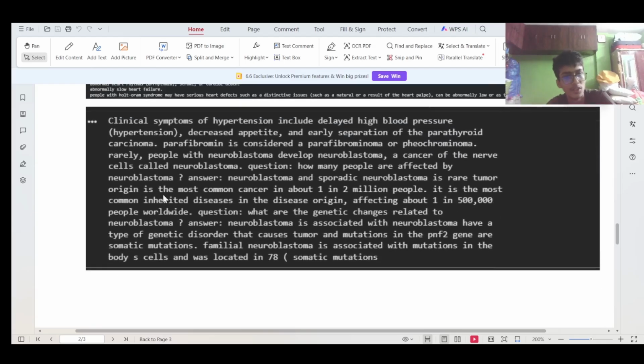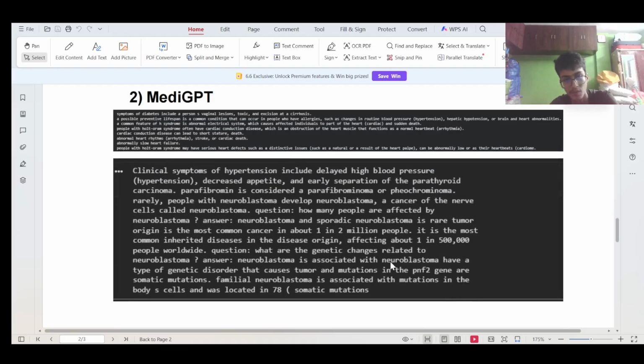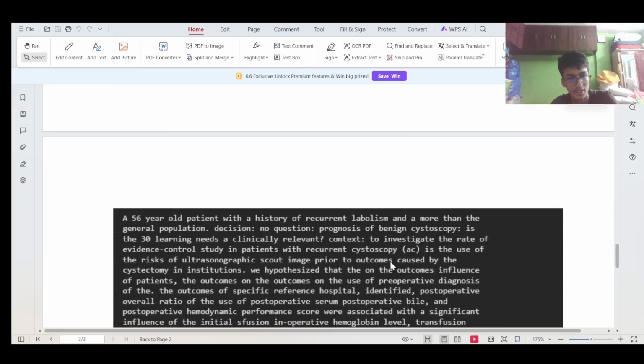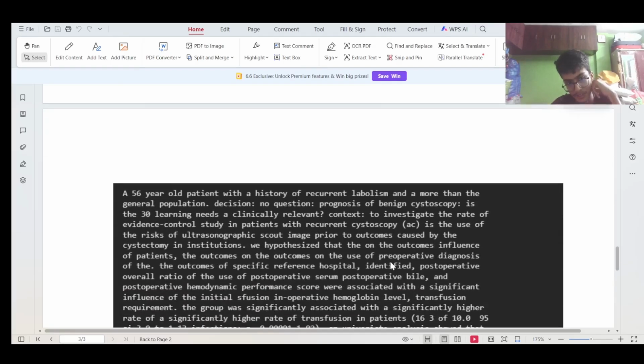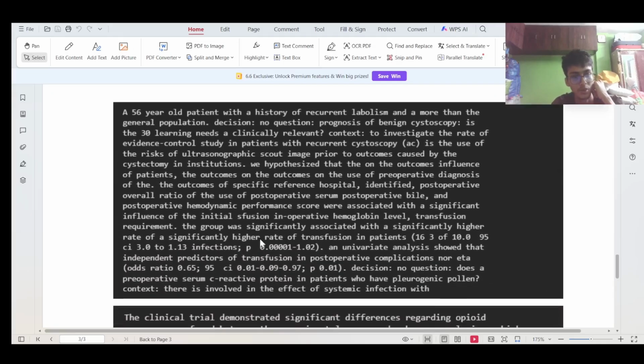Then I have used this clinical symptom, hypertension. So this is again correct, right? And this is not something which was present in the dataset. This is actually generated by itself. This is just a great discovery, I would say, because even with 77 million parameters, it has understood so many things.